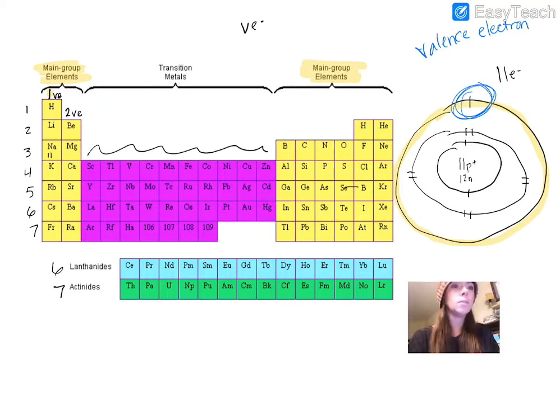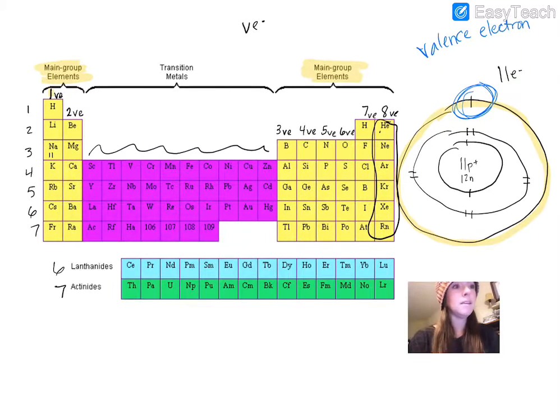Now, over here, group 13 has 3 valence electrons. Group 14 has 4, 5, 6, 7, 8. All right, now the exception here in group 18, so the exception here with the noble gases is that helium only has 2 valence electrons, okay?